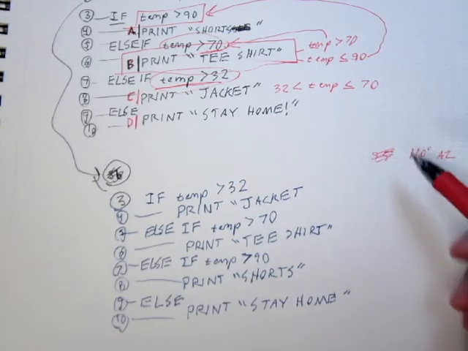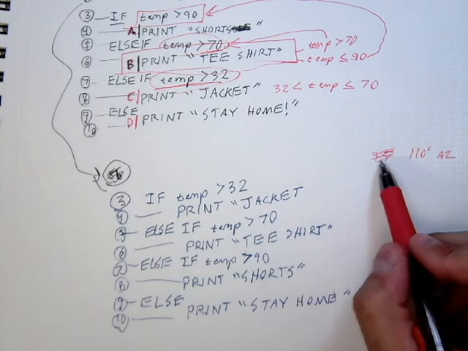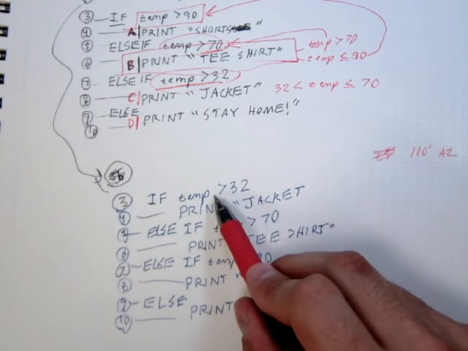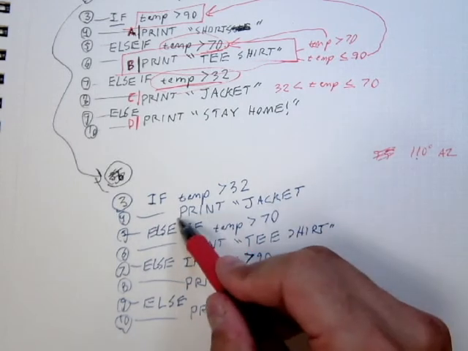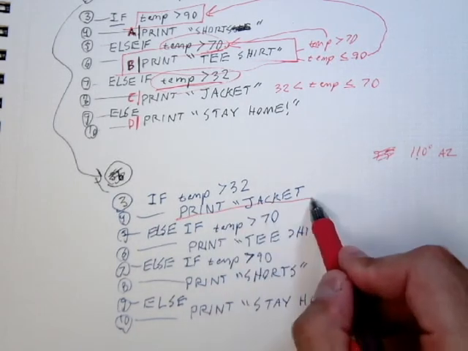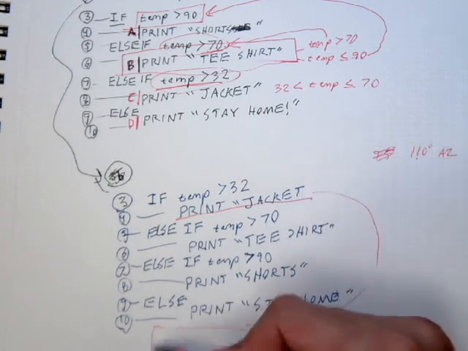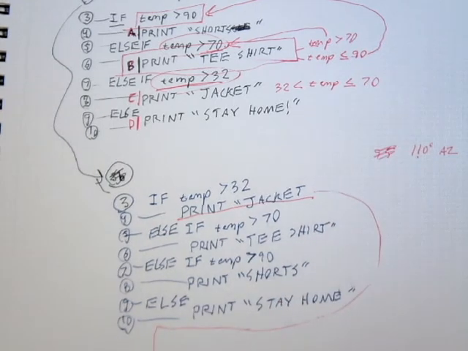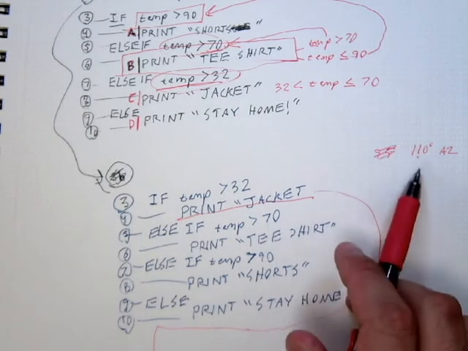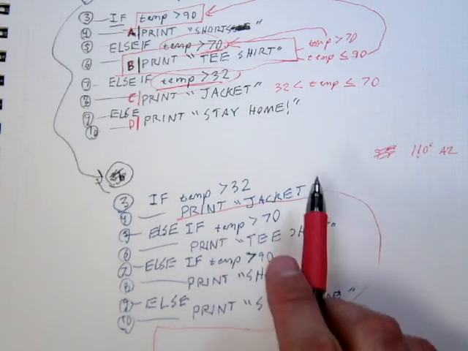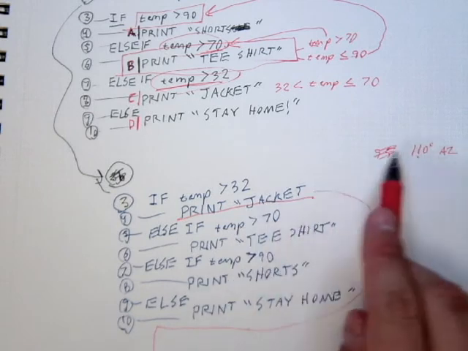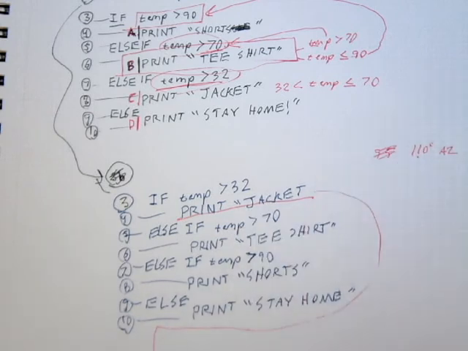And we come here. So we look at the temperature. Is the temperature greater than 32? Yeah, right? So we're going to print wear a jacket. And then after that we skip over everything else. So according to this loop, in Arizona we're supposed to wear a jacket. Right? Now it's not only the fact that clearly you don't want to wear a jacket in Arizona.